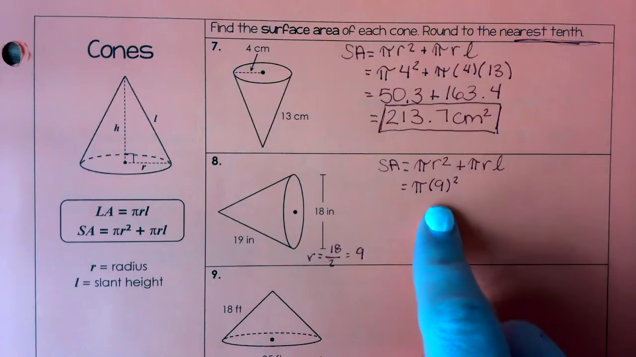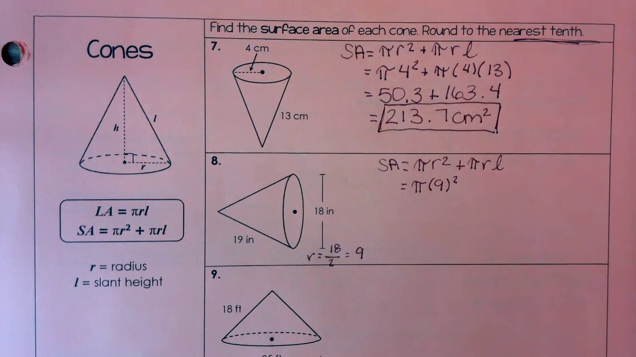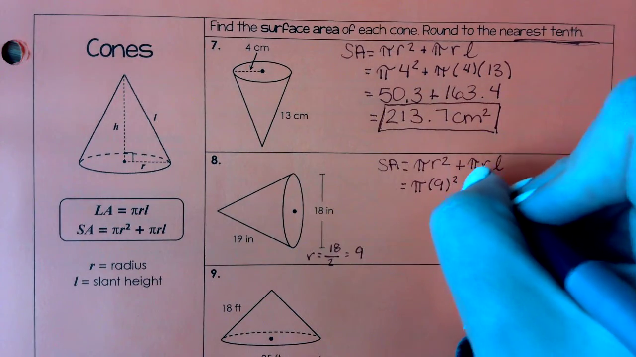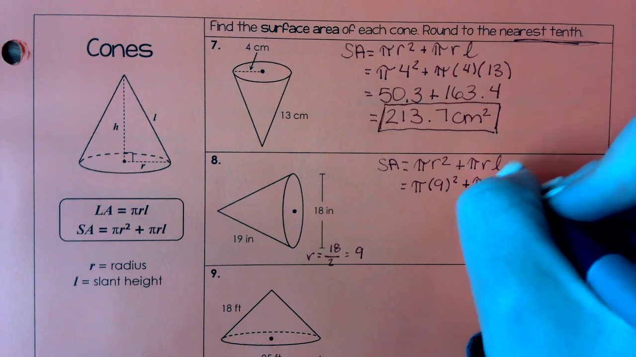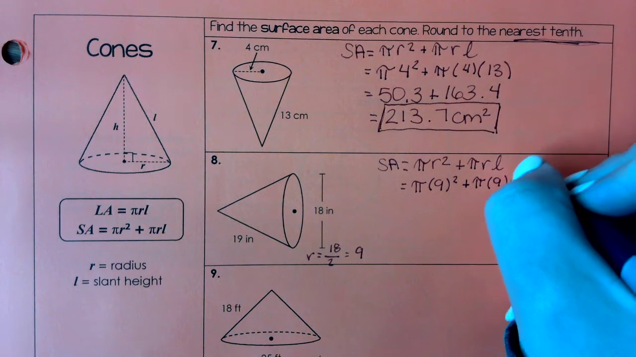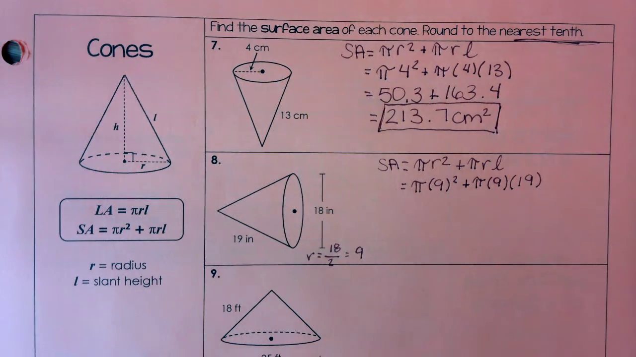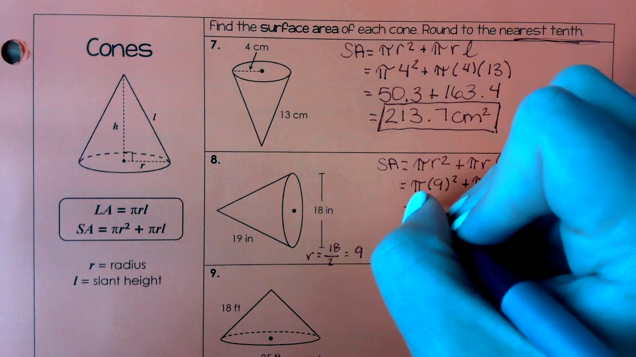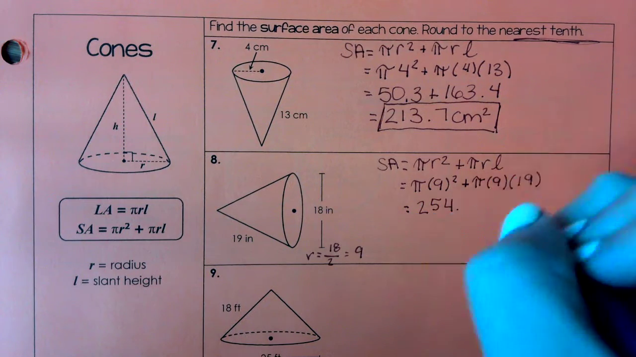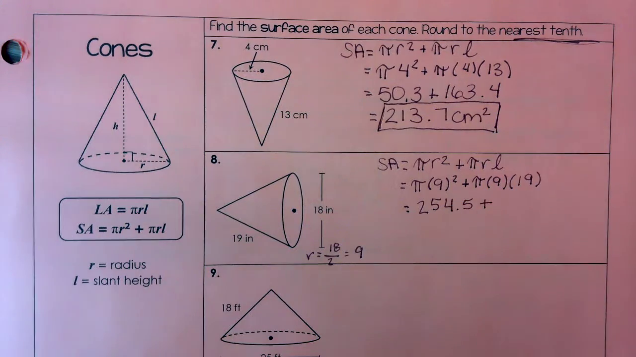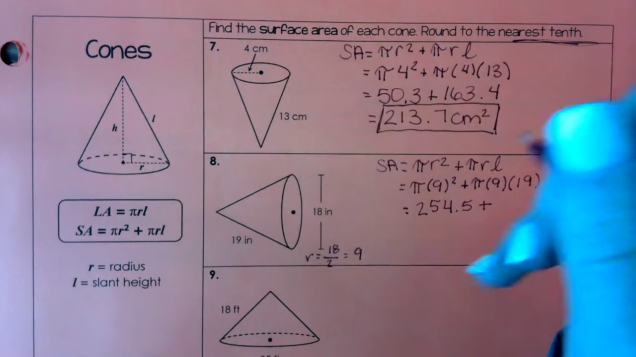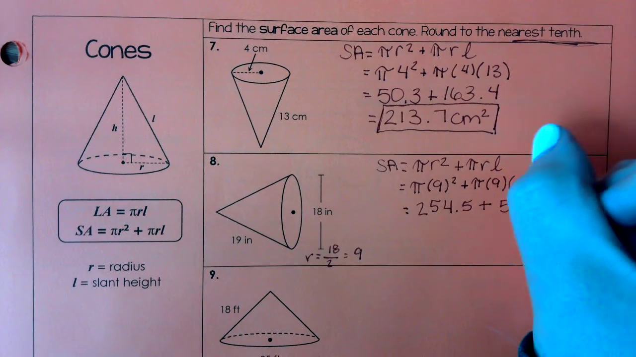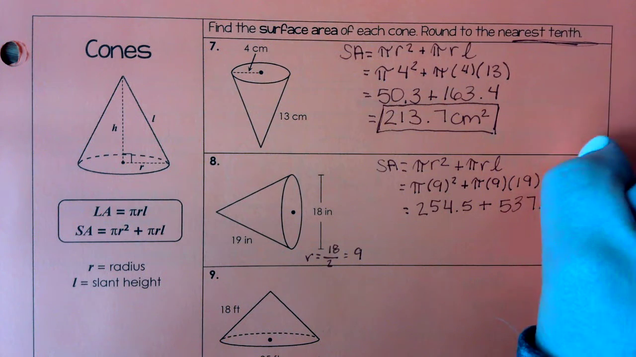You can write your 9 in parentheses if you want to. As you see up here, I didn't write the 4 in parentheses. It just kind of depends. Plus pi times 9 times, what's my slant height? 19. So then I'm going to get 81 times pi, because 9 squared is 81. And I'm going to get 254.5 plus pi times 9 times 19 to get 537.2.